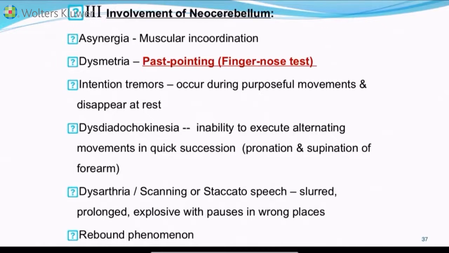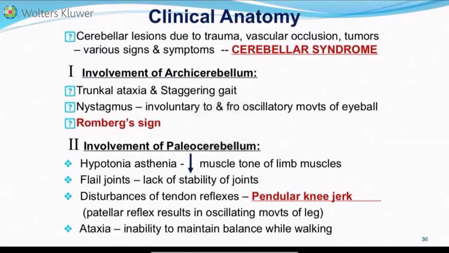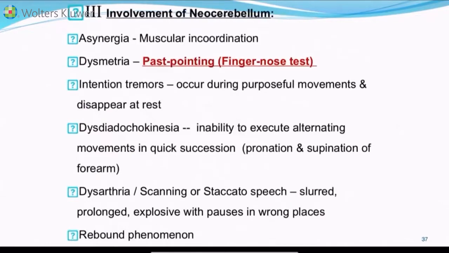That means his muscle groups do not understand what the other group is doing. The agonist group doesn't know what the antagonist group of muscle is doing, and the antagonist group doesn't know what the agonist group is doing. So this is known as rebound phenomenon. When you're going in one direction, suddenly you move violently in the other direction. So that is rebound phenomenon. So these are the clinical features with which the patient can present depending upon which part of the cerebellum is involved in the lesion, whether it is archicerebellum, paleocerebellum or neocerebellum.